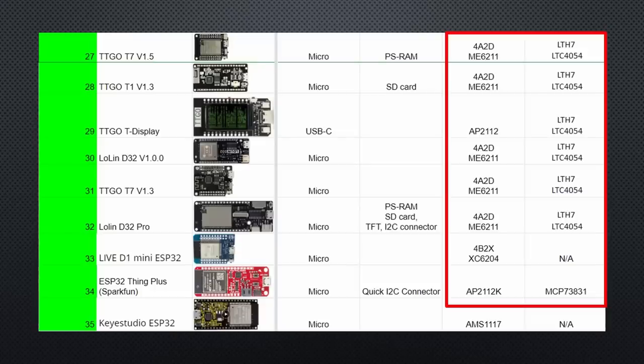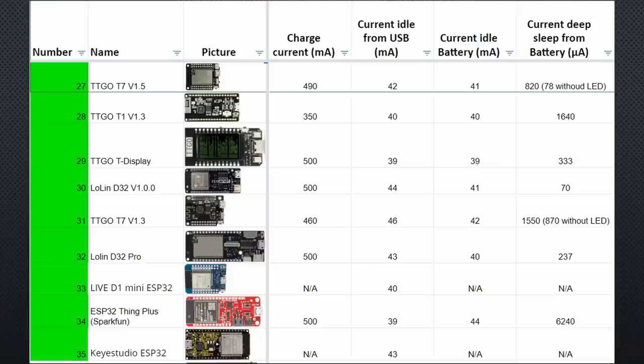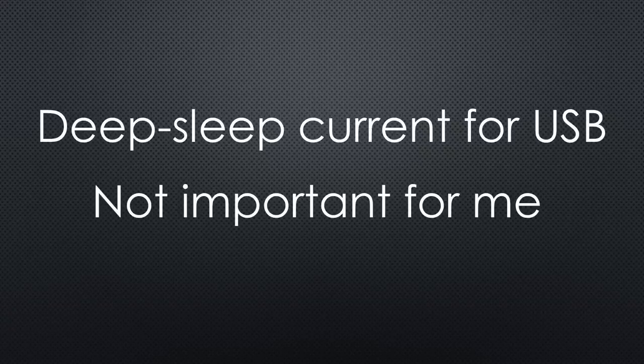Will this become true? The first tests are connected to USB power. I insert a simple USB ampermeter to measure idle current without a connected battery. As expected, the idle currents are very similar at around 40 mA for all boards. I did not measure deep sleep current because it is not essential if we have USB power available.